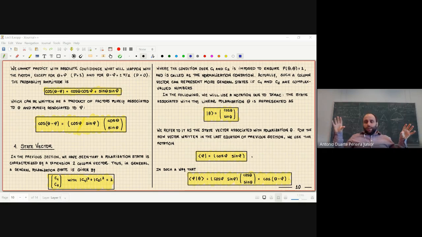But of course, since we're talking about probabilities, we know that probabilities must not be larger than one. And this normalization condition will be very important to preserve that. But this will become clear later on, I hope.